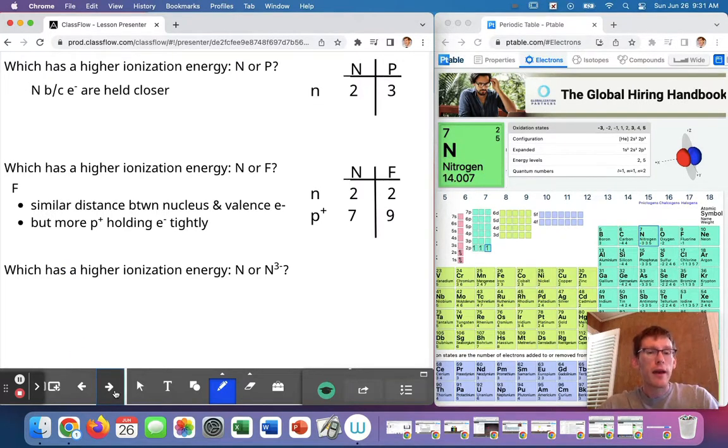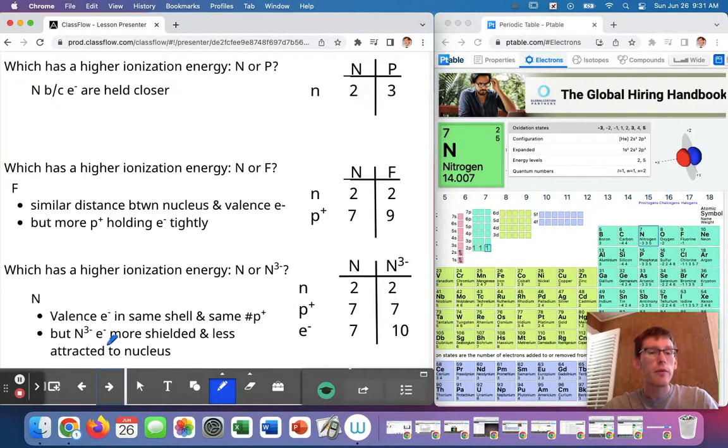Finally, we'll compare N versus N3-, and again, the only difference is the number of electrons. Well, we can say that N3- has more shielding, and as a result, there's going to be less attraction between a valence electron and the nucleus because that valence electron will just have more other electrons interfering in between it and the nucleus.